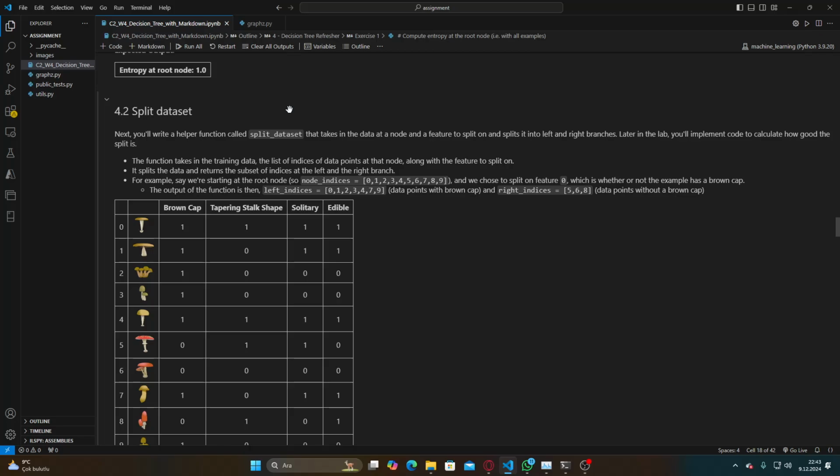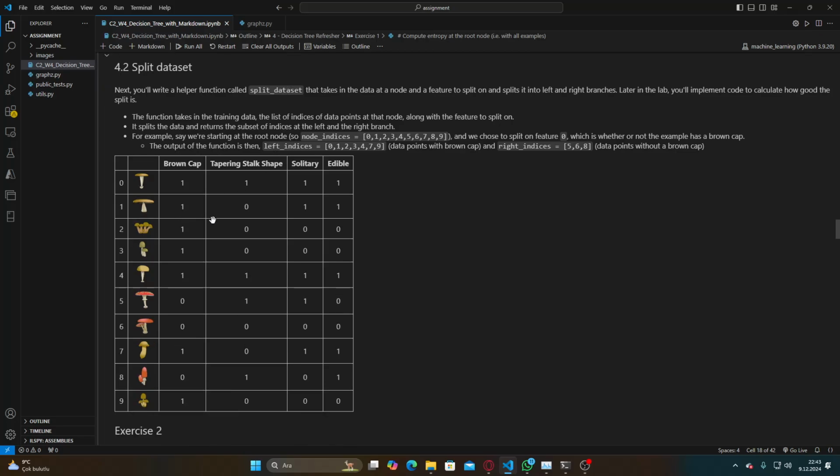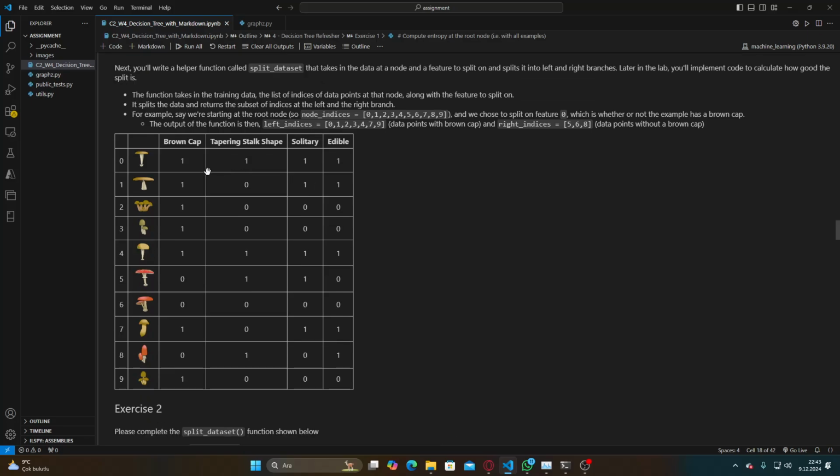For example, say we are starting at the root node, so indices 0, 1, 2, 3 to 9, and we split on feature 0, which is whether or not the example has a brown cap. The function output is then left indices 0, 1, 2, 3, 4, 7, 9, the data points with a brown cap, and right indices 5, 6, 8. Basically, right indices are the other examples, and left indices are the brown caps. So we are dividing the sample.